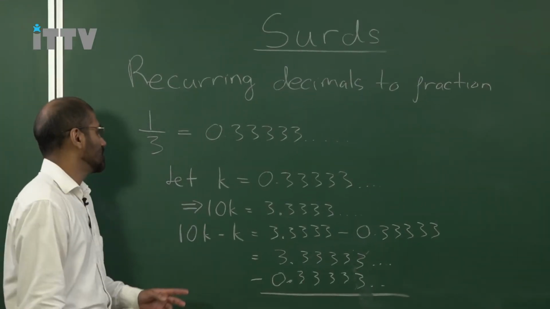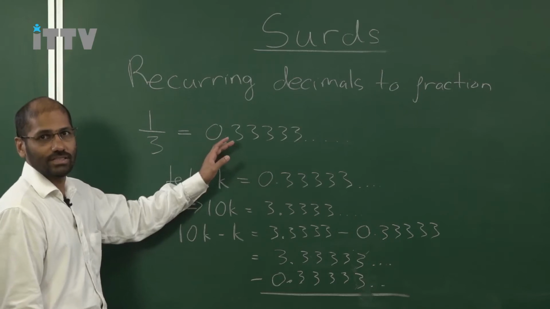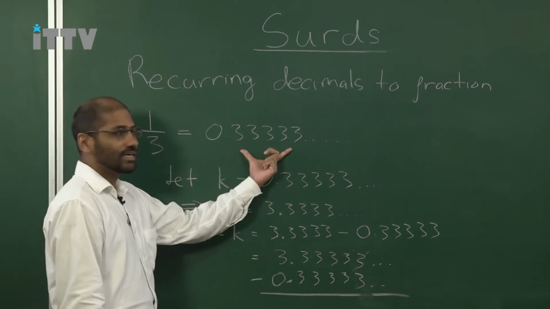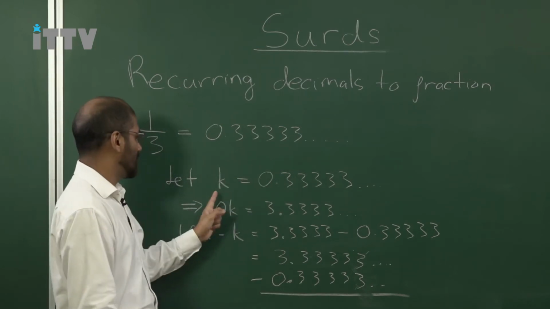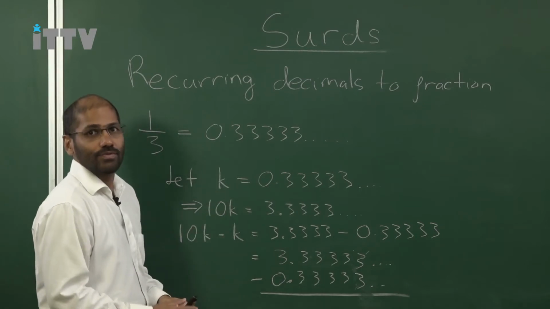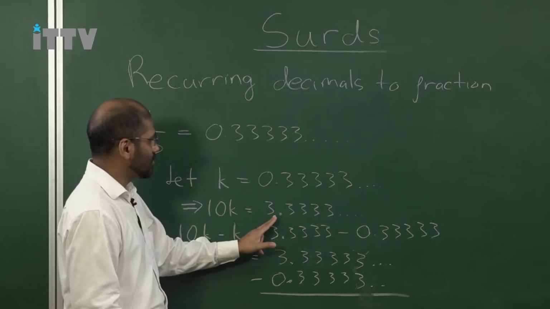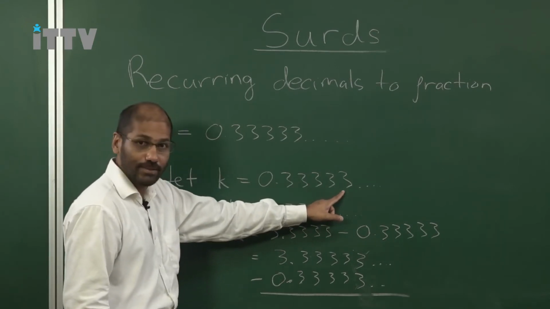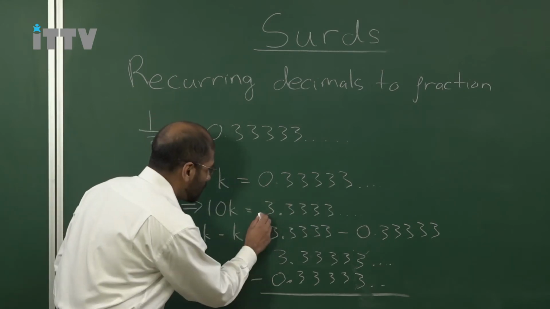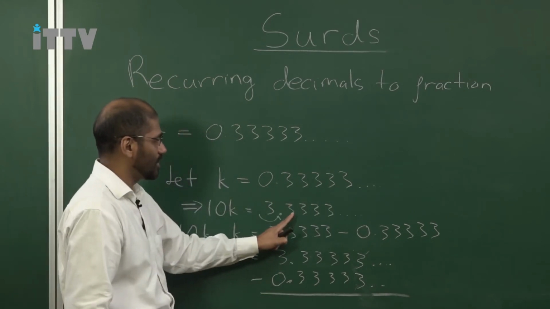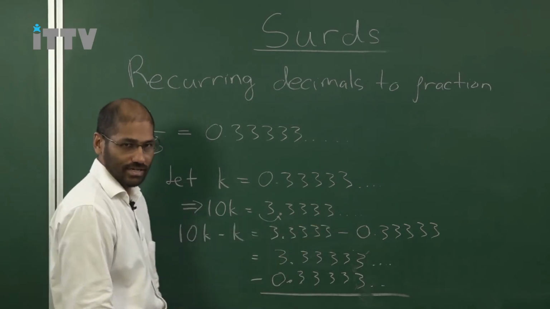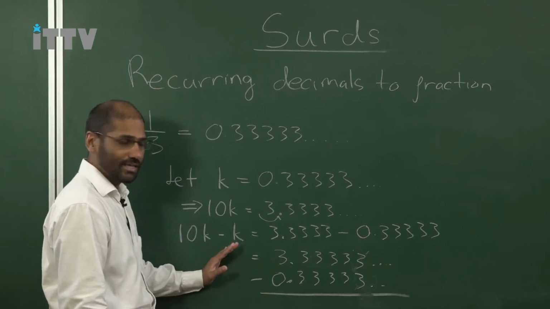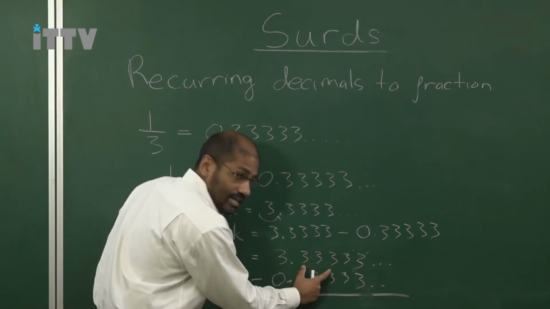So the steps to convert the recurring decimal 0.33333 to 1 over 3 would be first by letting the recurring decimal be an unknown, let's say k, and then we want to multiply this to get rid of the decimal. So we choose 10 times 0.33333 so that the decimal moves one place, and now we are at 3.33333 recurring.